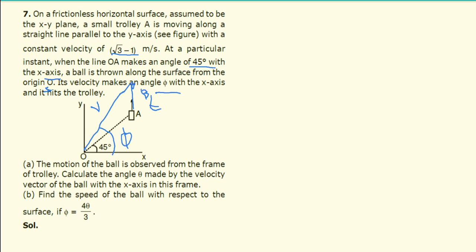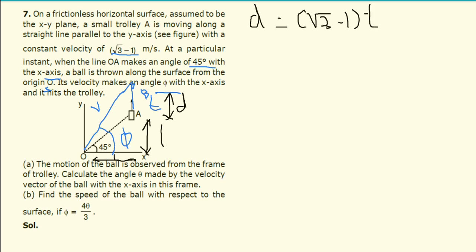Now let us find the total distance traveled by the trolley in the given time. Let this distance be equal to d, and let this distance be L. So this distance along the horizontal will also be equal to L. The distance traveled by the trolley, d, will be velocity into time. The velocity here is √3 minus 1, so d equals (√3 minus 1) t. This is the total distance traveled by the trolley.